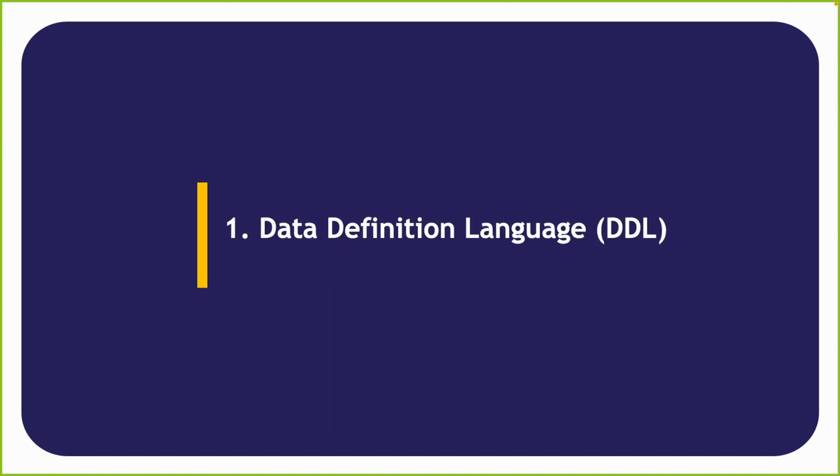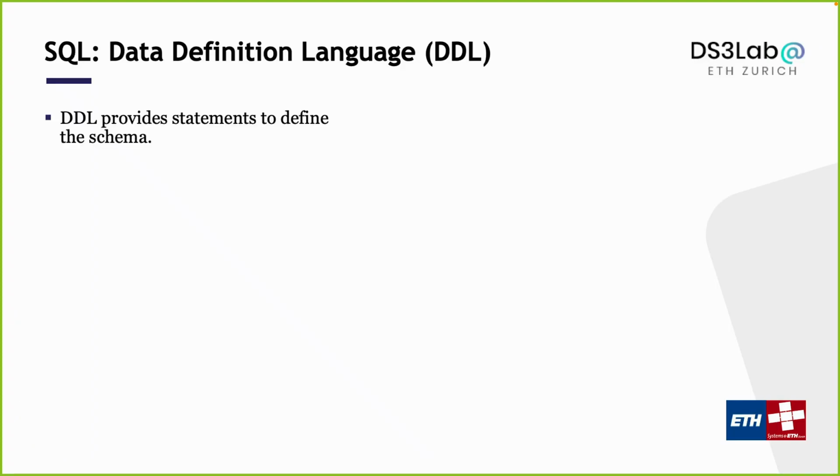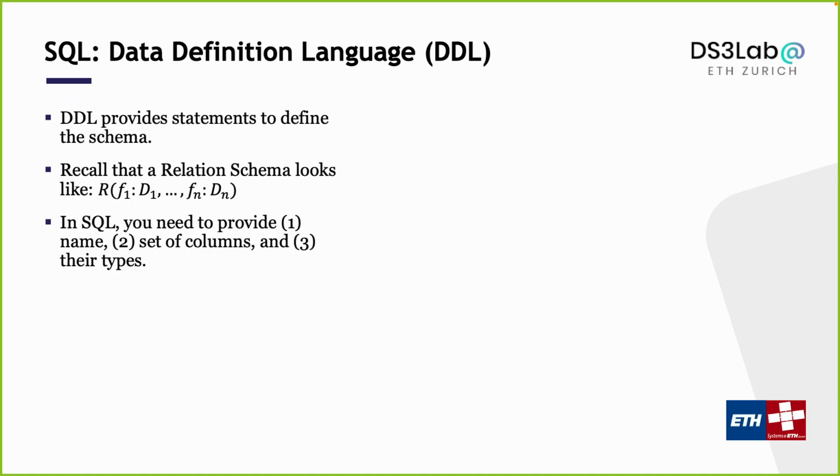Okay, now let's talk about the fourth subset of SQL statements you can write. And that is for you to define the data schema. It's called data definition language. So what can you do here? This definition language provides statements to define a relational schema. Recall that in theory, when we write this on a piece of paper, this is how we write a relational schema. It has a name, a whole bunch of attributes. For each attribute, a domain, the data type. In SQL, you need to provide the same thing to the system: the name, the set of columns, and their type.